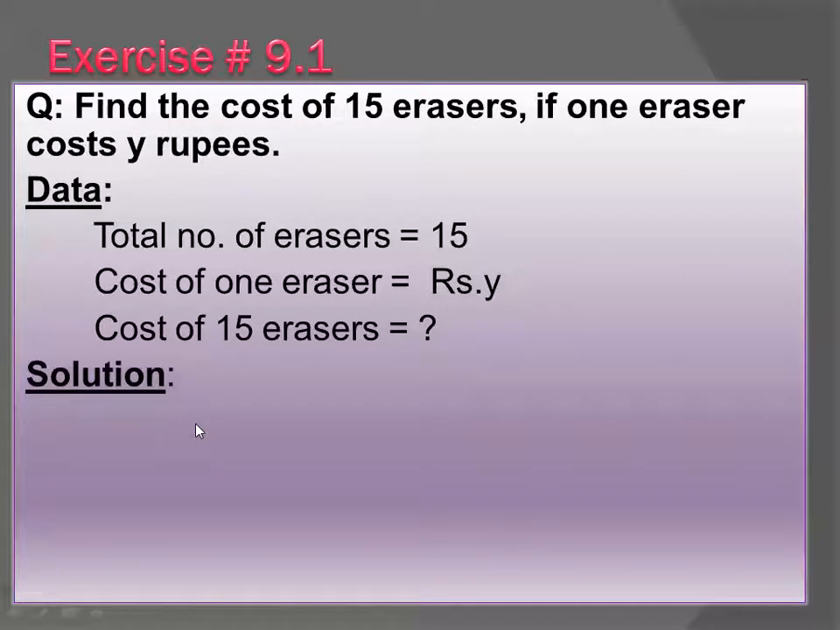Now, how will I write? 15 multiplied by rupees y. In algebra, there is no need to write the sign of multiplication. So in simple form, you will write rupees 15y. That's it. 15y means 15 is multiplying with y. So this is the right answer. This is the way to write the answer in algebra: rupees 15y is the right answer.